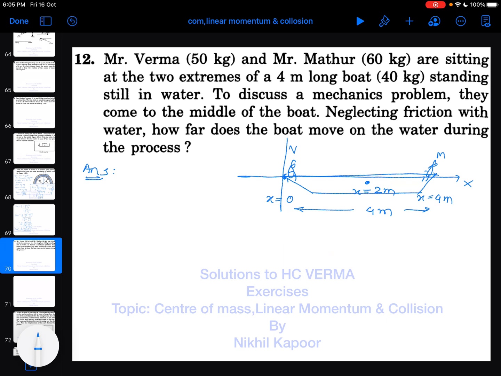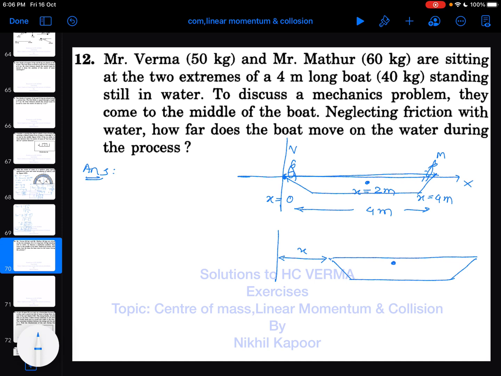Now let us suppose that when Mr. Verma and Mr. Mathur come together, the boat gets displaced by a distance x, say towards the right. It is not necessary that it moves towards the right. The boat may get displaced toward the left. That depends on the value of x. If the value of x is negative, it means the displacement is toward the left, and if the value of x is positive, then what we have taken is correct. That is just an assumption.